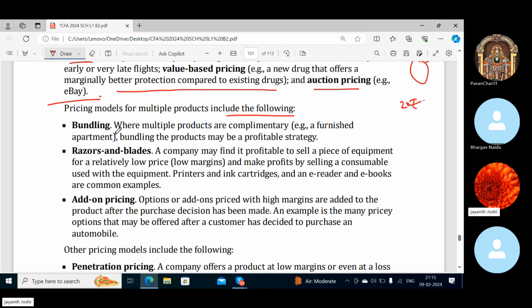Bundling, where multiple products are complementary. Example, a furnished apartment. Bundling the products may be a profitable strategy. So at times, you take a flat and they say that we will give you a false ceiling, all the kitchen fittings and all the fittings, everything completely furnished. That's bundling. Apart from the flat, they are also giving the interiors done for you.